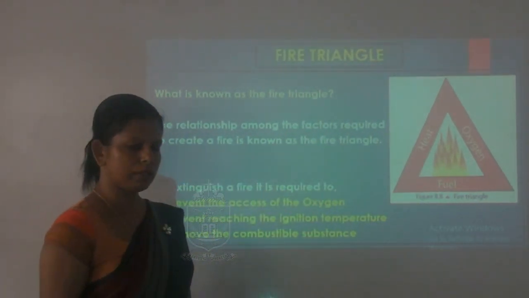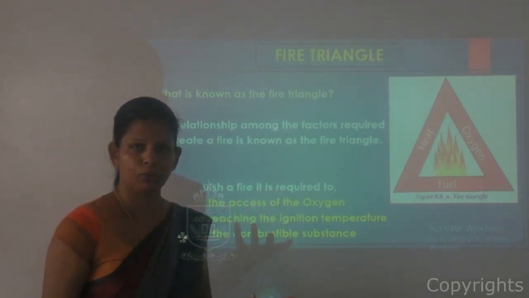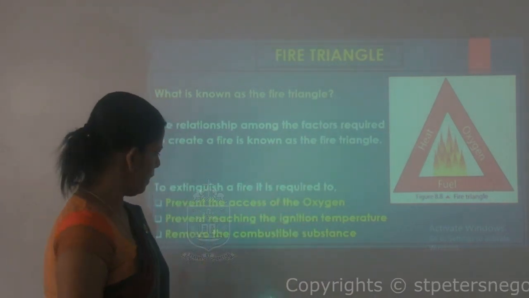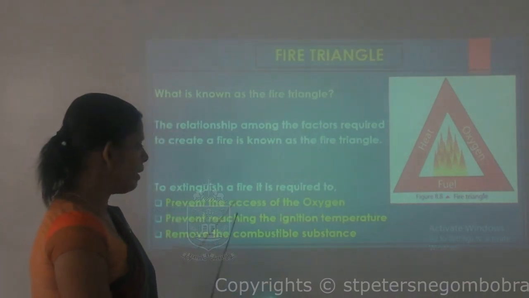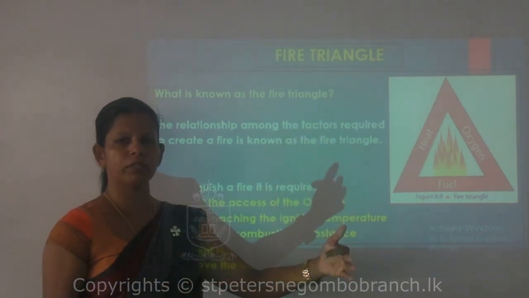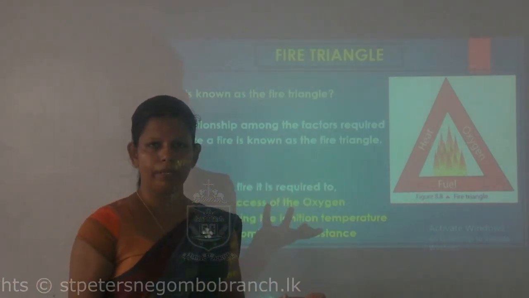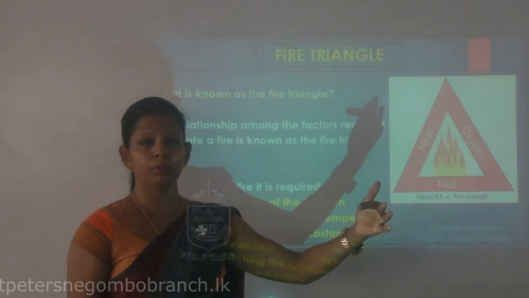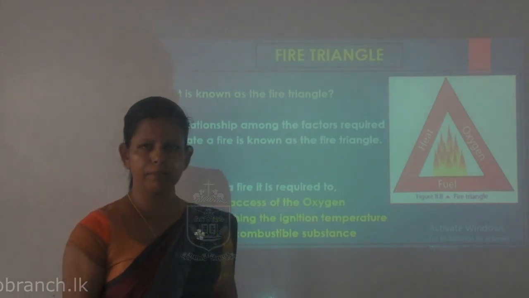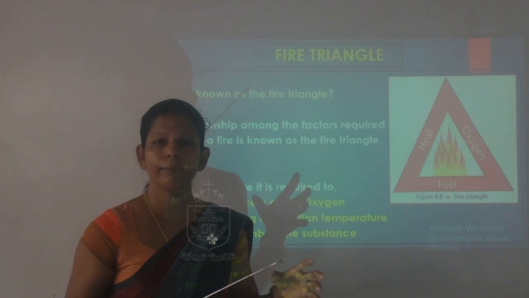Now we are going to talk about what is required to extinguish a fire. What are the things we need to prevent the fire or extinguish a fire? These are the three things. Prevent the access of oxygen. You have to prevent the access of oxygen if you want to extinguish a fire. The other thing is to prevent reaching the ignition temperature. The other one is to remove the combustible substance. If we remove the combustible substance, we can extinguish the fire.